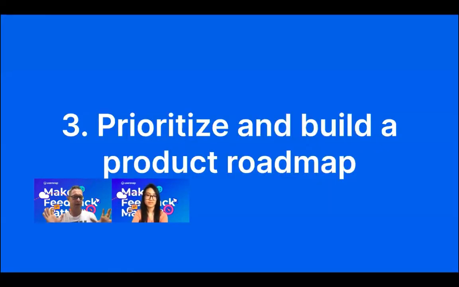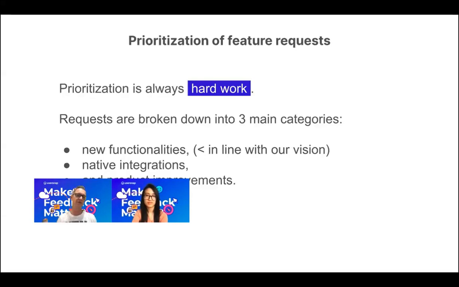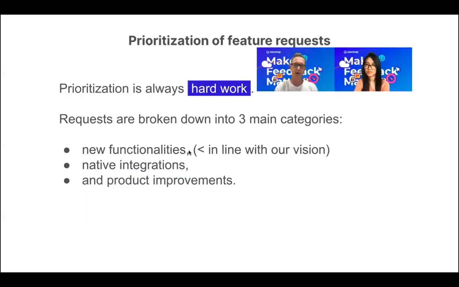So now we have organized our content in one tool, which is great. It's available cloud-based everywhere in the world, even via native apps for iOS or Android. Now we have to prioritize it. Prioritization is always hard, and we break down our requests into 3 categories. It's new functionalities, which are always also brought in line with our vision, of course. Native integrations, we saw the integrations are important for Usersnap, and we have the product improvements.